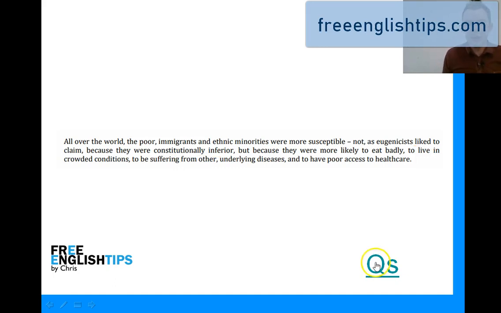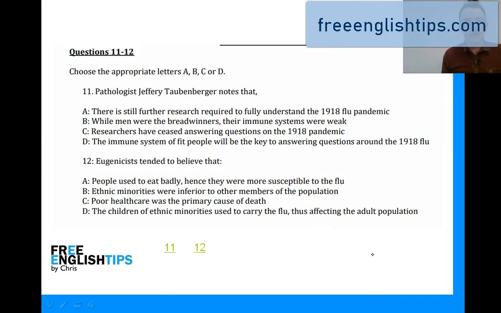Which answer gives that as a statement? We will find that it says it here. It says that they thought that ethnic minorities were inferior to other members of the population. So the answer to question 12 is B.